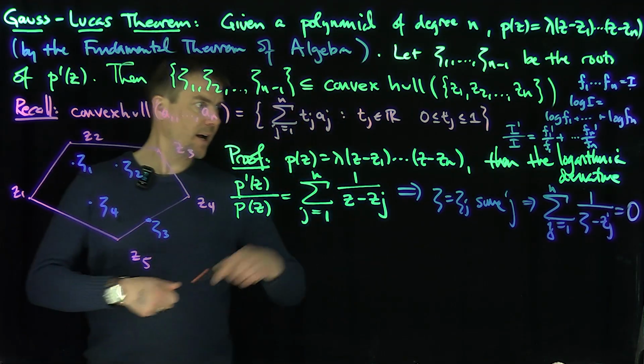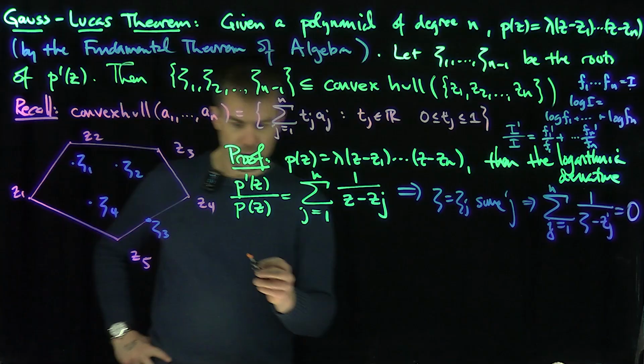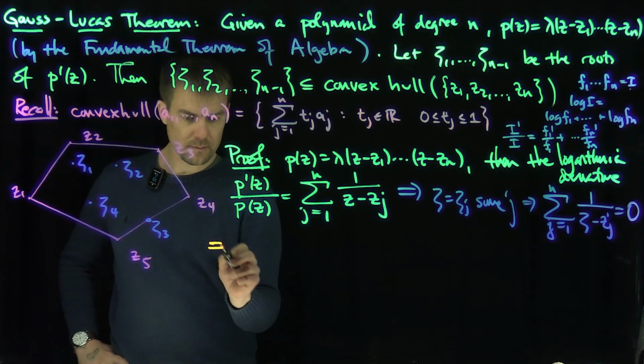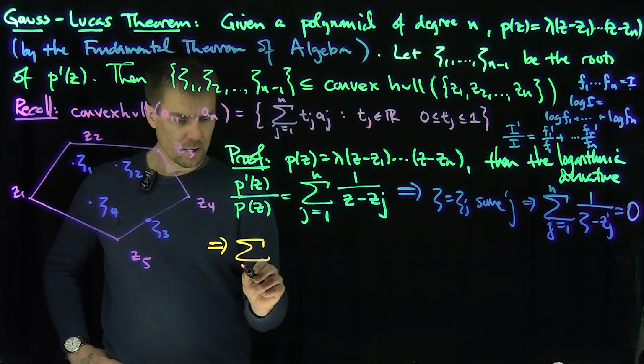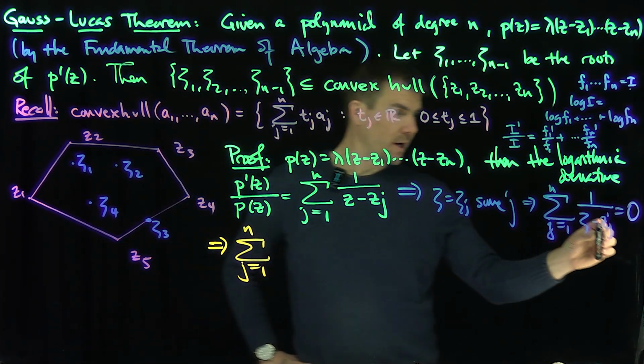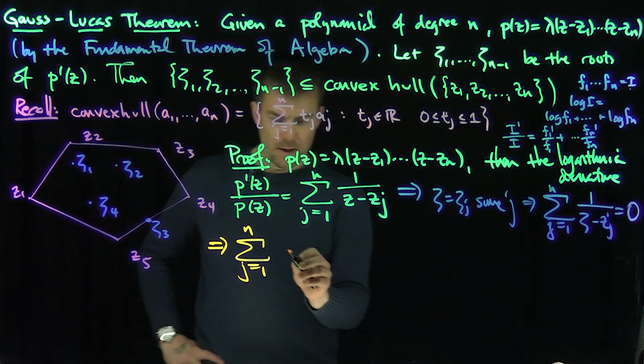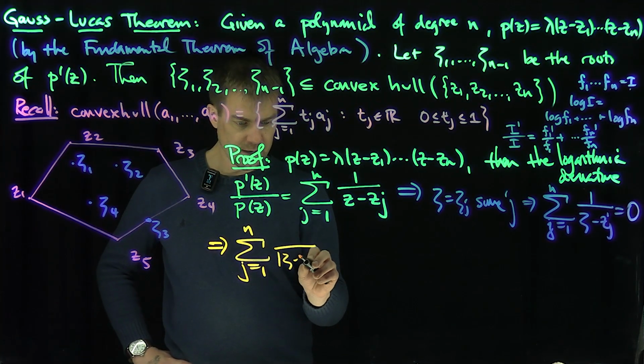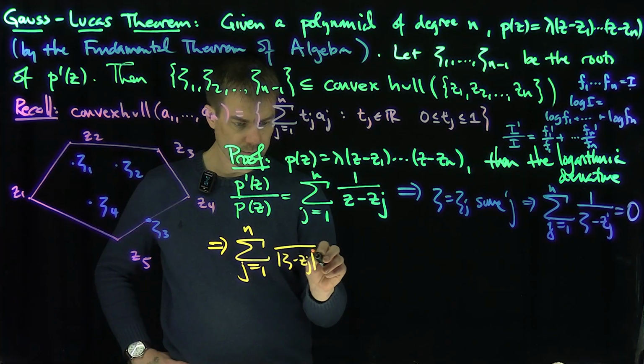Now I'm going to take the complex conjugate. I'm going to simplify this by saying that this implies the sum, j goes from 1 up to n. I'm going to multiply top and bottom by zeta bar minus z bar. So in the denominator, I'm going to have zeta minus zj squared.